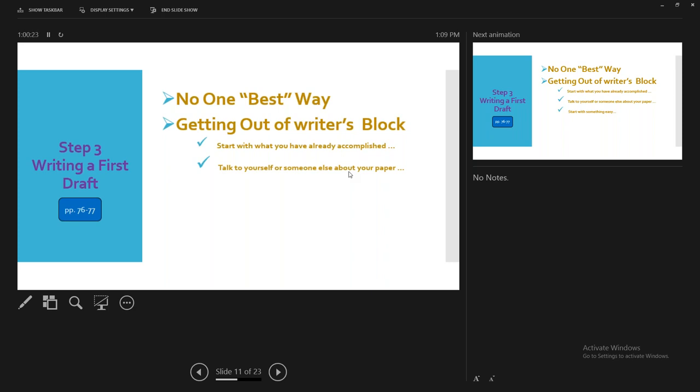This will trigger the ideas and then you will have more to write and you can expand your ideas in a more formal way. You can speak to yourself in any way, but when it comes to writing, of course, you need to put that in a formal way. The third point: start with something easy. Okay, start with something easy.